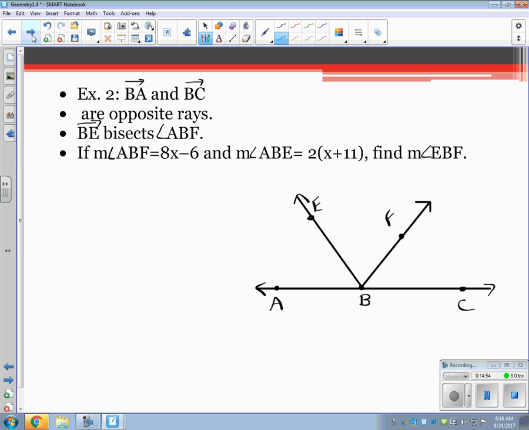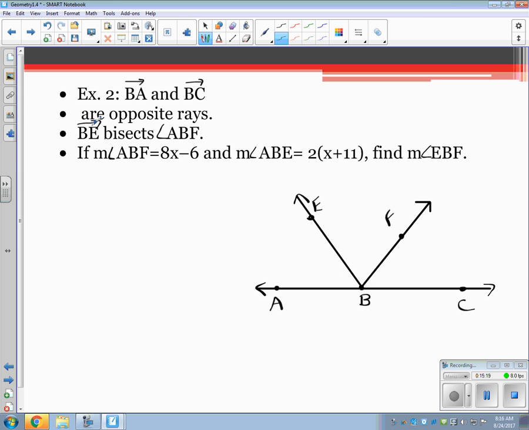All right, example 2. I would recommend you probably pause the video at this point and write down what's up here and draw that. And then when we're ready, go ahead and hit play again. I'm going to get started now. Ray BA and BC are opposite rays. So that tells me that together this whole thing is a line, which tells me that when I put all of these 3 angles together, I'm going to get 180.